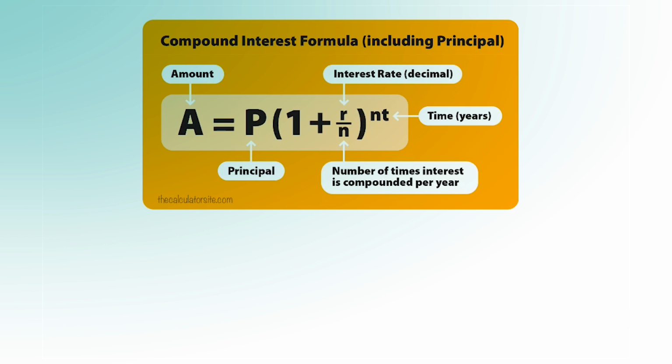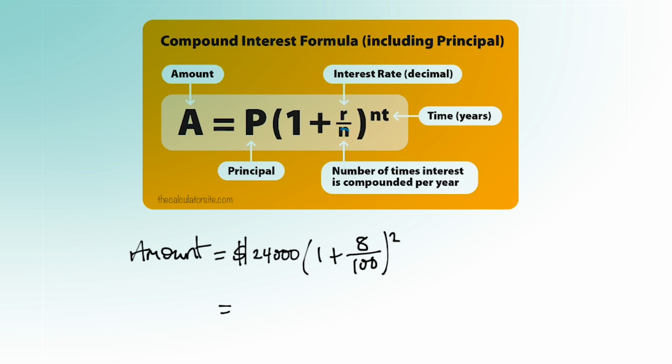All right, let's see how to do the formula. This is the formula. I went and downloaded this picture from Google. So you have the amount, you have the principal, you have the interest rate, you have the time. Anyhow, you just substitute your principal. Now this is the interesting part here: the number of times interest is compounded per year.